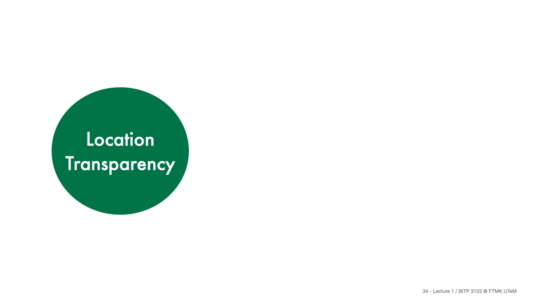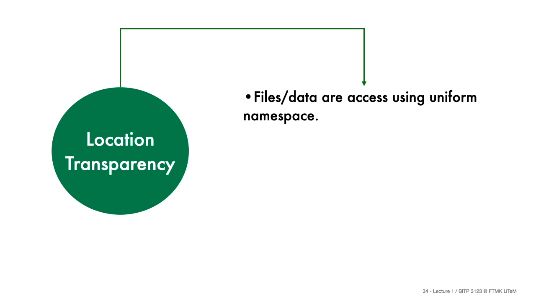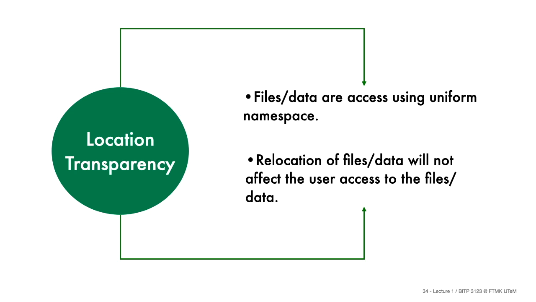The second aspect of transparency is location. This is referring to the uniform namespace used to access it. Other than that, when we relocate the files or data to another location, it shall not affect the user accessibility to the files or data.